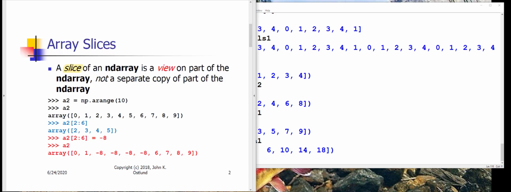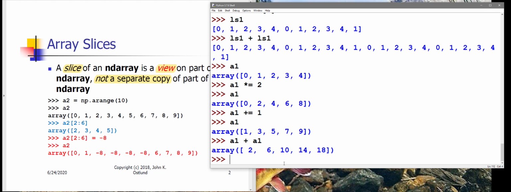Okay, so a slice of an ND array uses the square bracket colon notation, as we saw with strs and lists and tuples. An ND array is a sequence. You can index the individual items with 0 through n. One important difference is that when you ask for a slice of an ND array, what you get is a view on that part of the ND array. You do not get an independent copy of that part of the ND array. Let me show why this is important.